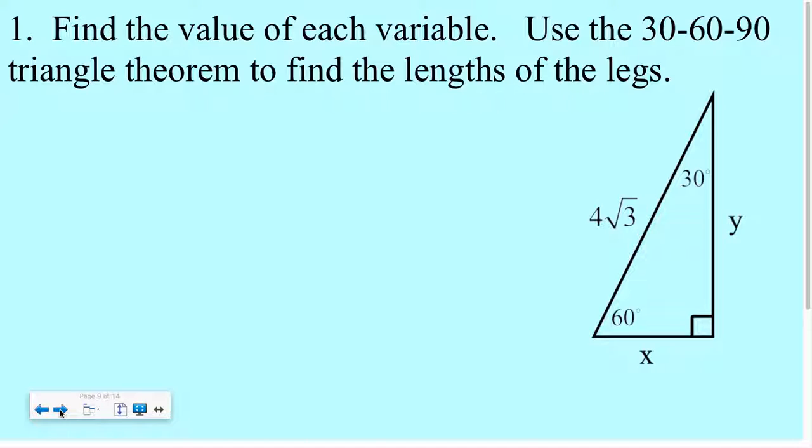Find the value of each variable. Use your 30, 60, 90 rules to find the lengths of the legs. For today to start, I would start by labeling your triangle: hypotenuse, short leg, long leg, so you know for sure what's what. Across from the 90 is our hypotenuse, so we'll call 4 square root 3 the hypotenuse. Opposite of your smaller angle, the 30-degree angle, is your short leg. And opposite of the 60-degree angle, y, would be your long leg.